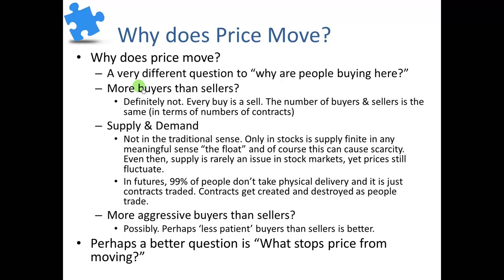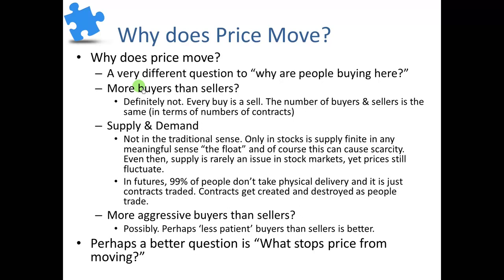Now, some people will say price moves because there are more buyers than sellers. The market purely exists to match buyers and sellers, so a trade cannot take place without a buyer and a seller. In a way, this could have you thinking that order flow is total nonsense, because why would you analyze the flow of orders when every buy is also a sell? One cancels out the other, right? But it's not really more buyers and sellers.